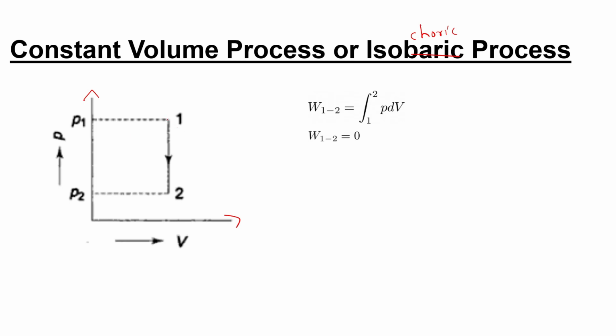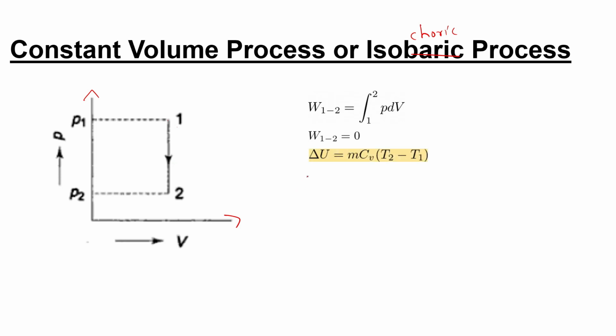This is evident from this figure because area under this process or this line will give you the work. You can see that there is no area enclosed under this line because this is a vertical line. So there is no area enclosed. So work will be 0.